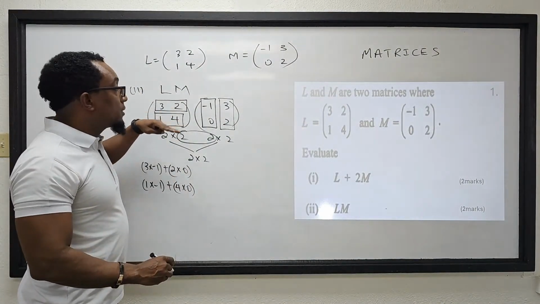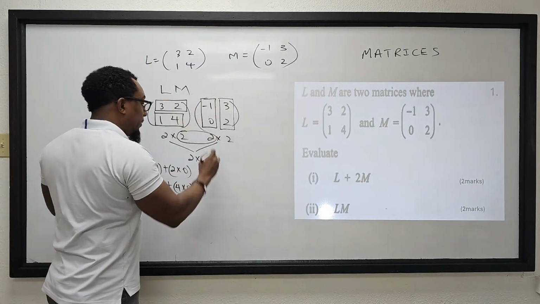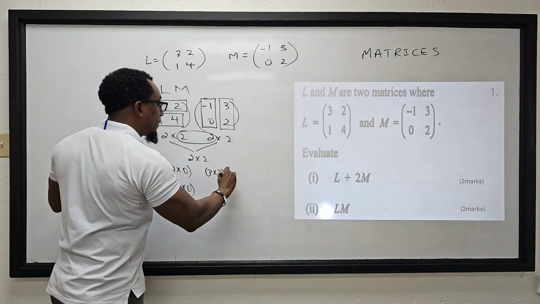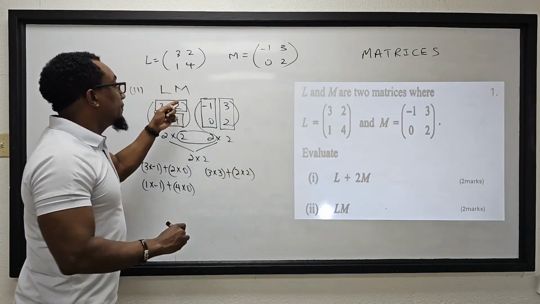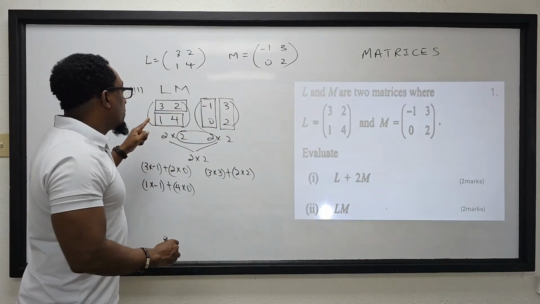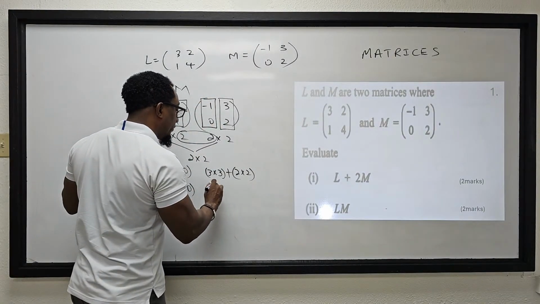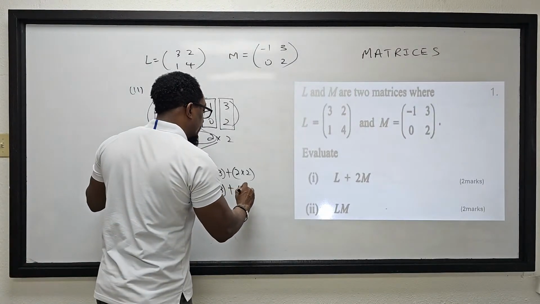Now let's take my 2 rows with my second column. First row, second column: 3 is linked to 3, so 3 by 3 plus 2 is linked to 2, 2 by 2. So that's first row, second column. Now I'm taking my second row, second column. 1 is linked to 3, so that's 1 by 3 plus 4 is linked to 2, so that's 4 by 2.